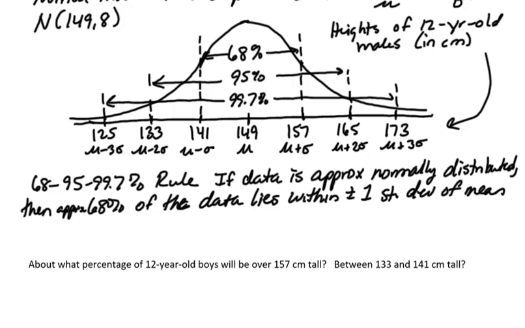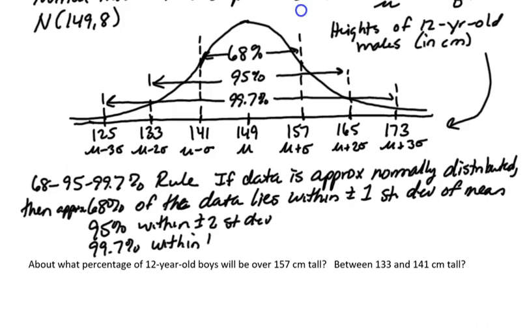Now, to avoid writing that whole sentence again, I'm just going to say 95% within plus or minus 2 standard deviations and 99.7% within plus or minus 3 standard deviations. So as long as we have exact numbers of standard deviations from the mean, plus or minus 1, 2, or 3, we can approximate the probability of data falling within that region. So let's look at a couple of examples.